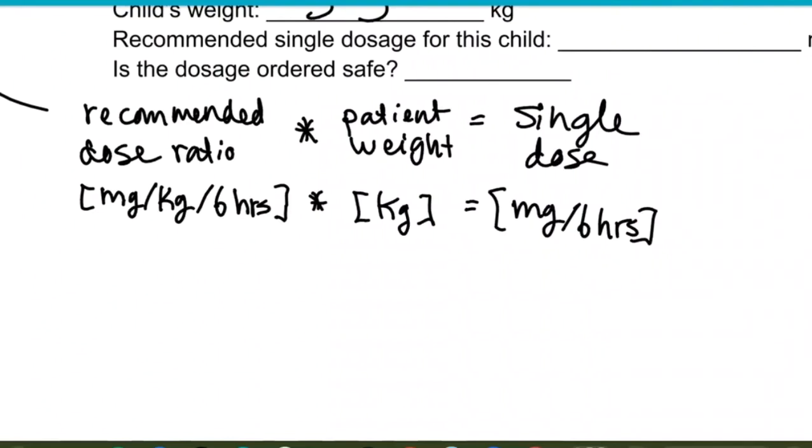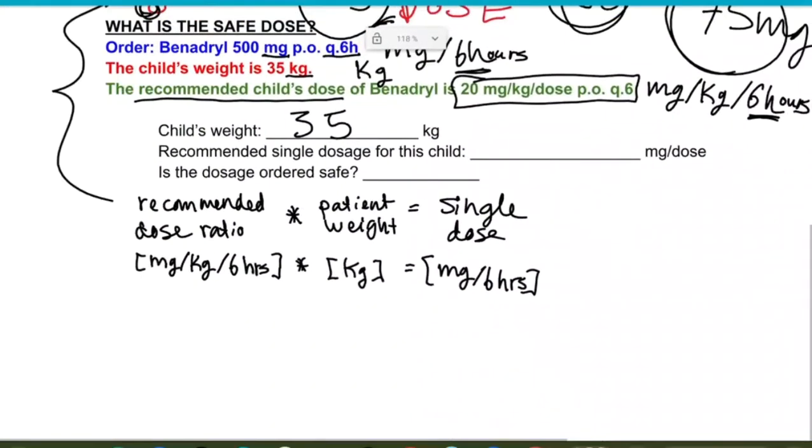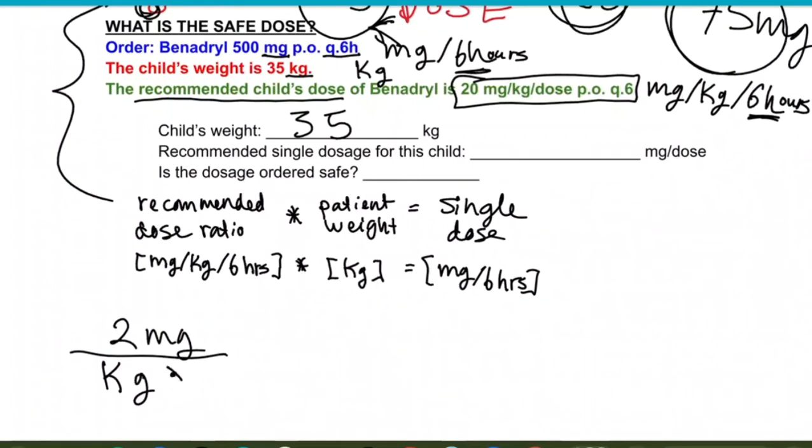If you're having issues figuring out what units are going to cancel out, you can also write it out. So if I write this whole thing out, let's see, what's the recommended ratio? 20, okay. So 20 milligrams per kg, and that's multiplied by 6 hours. So basically, in a unit that has two slashes and 3 units, everything after the first slash is going to be on the bottom. So it would look like this.